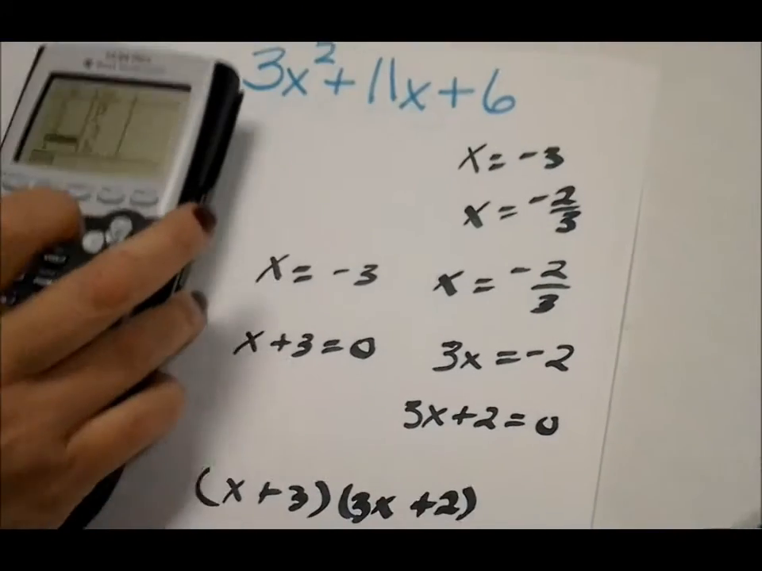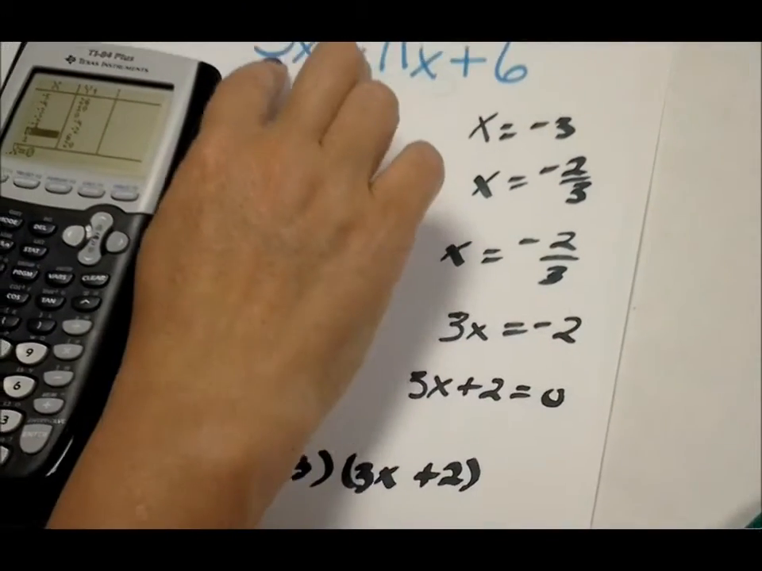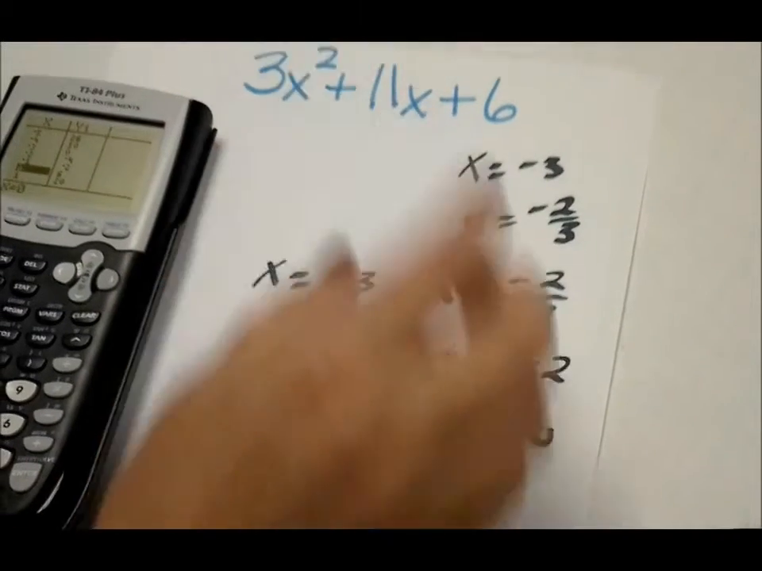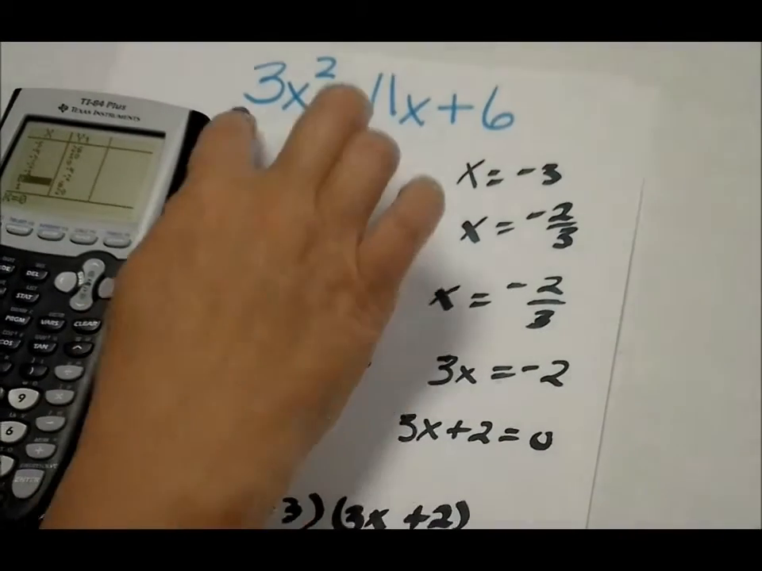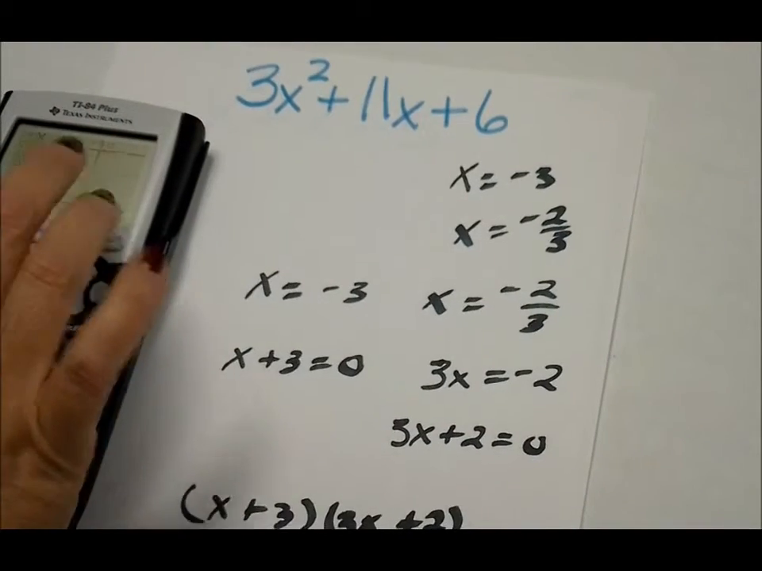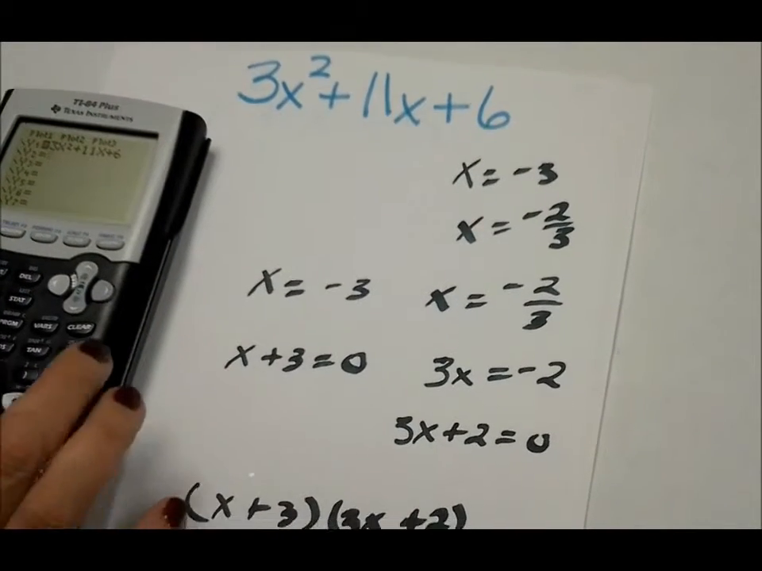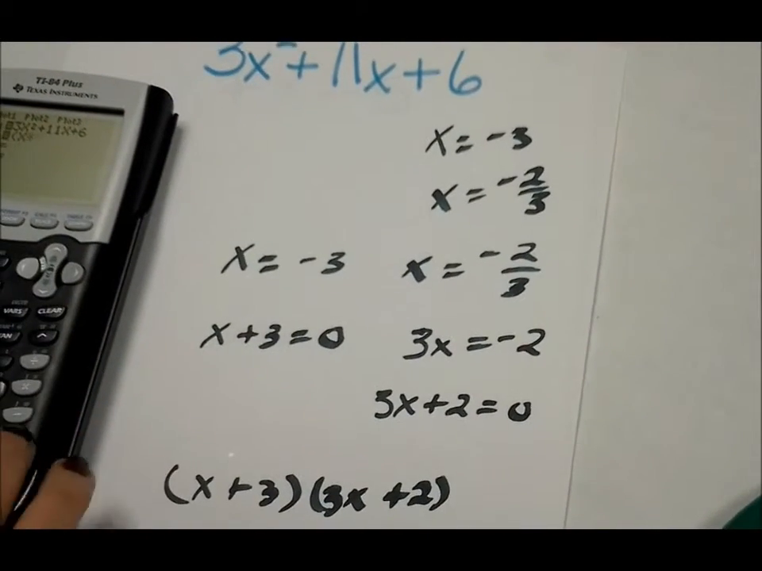And I might be talking to the students at this point in time about how we would know that the 3 needed to be in one of our factors, because the only way to get 3x squared is a 3x times an x. And I'm going to put my factors in from their factored form.